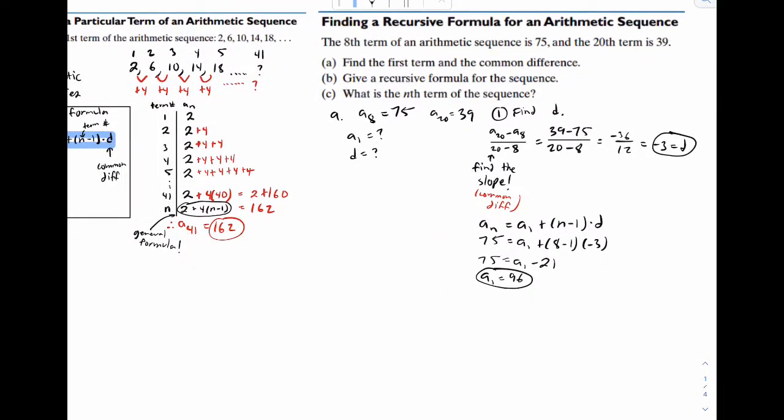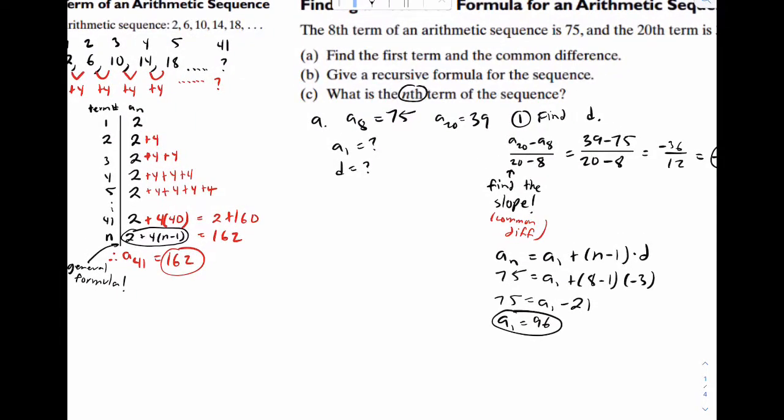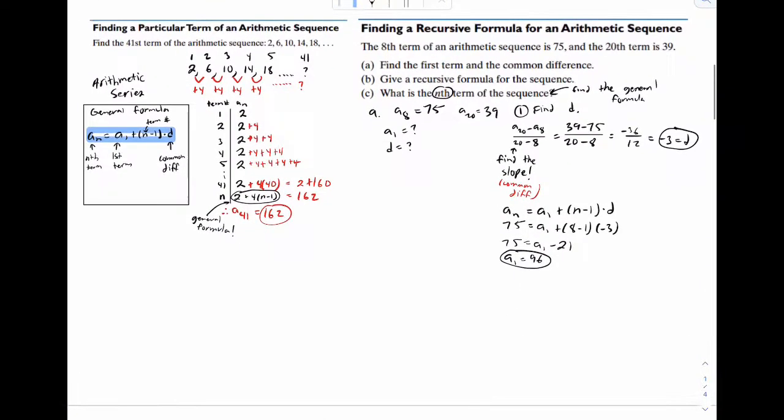Let's go to part B. Find a recursive formula for the sequence. And then C is find the nth term of the sequence. Okay, so actually let's put those together. If I ever ask for the nth term, what this means is find the general formula. So we can just do B and C together. Let's draw a line like that. We'll write recursive here, then I'll write the general formula here.